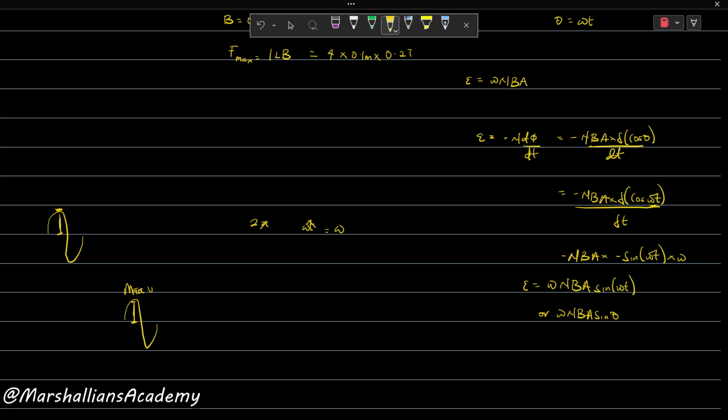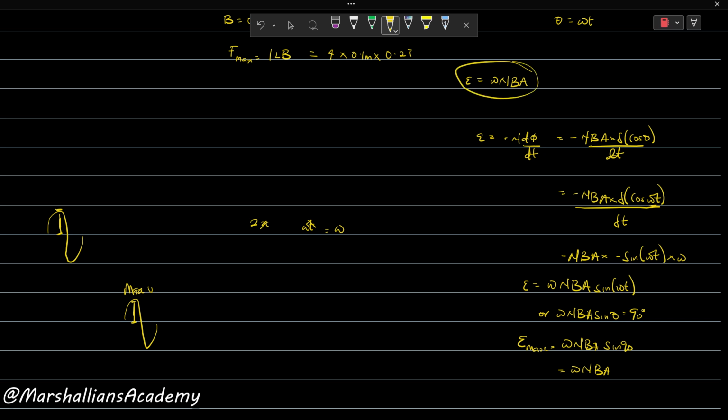And don't forget, for maximum voltage, theta has to be equal to 90 degrees. Why? Because sine 90 is equal to 1, and for maximum anything, it has to be equal to 1. Therefore, for maximum voltage, I can say E max is equal to omega NBA sine 90, which is the same as saying omega NBA multiplied by 1, which is omega NBA. That's how we got this formula.